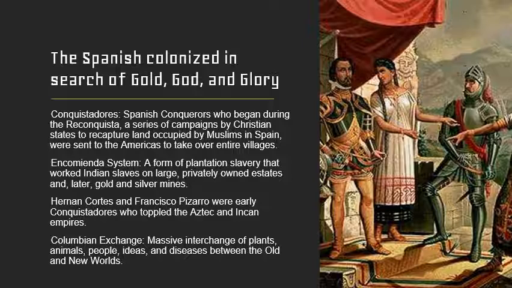So they're going to do this through the use of conquistadors, who are Spanish conquerors. They actually get their start during something in Spain called the Reconquista. It was a series of campaigns by Christian states to recapture land that had been occupied by Muslims in Spain. So Spain had actually only recently been retaken by the Christians, by Queen Isabella and King Ferdinand, who sent Columbus on his journey. So these conquistadors are sent to the Americas to take over entire villages.